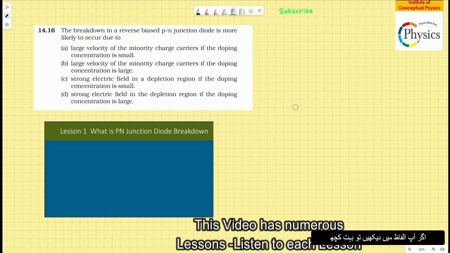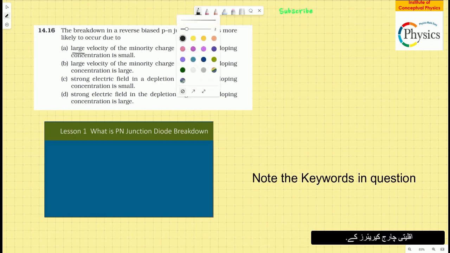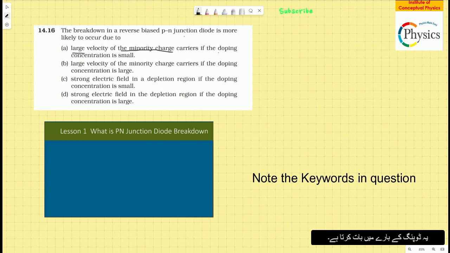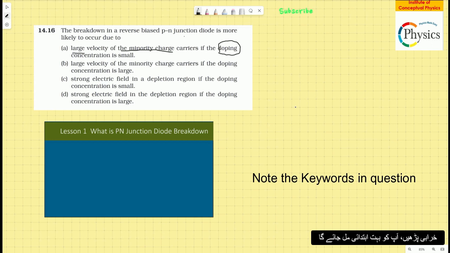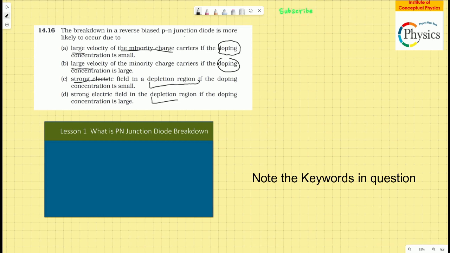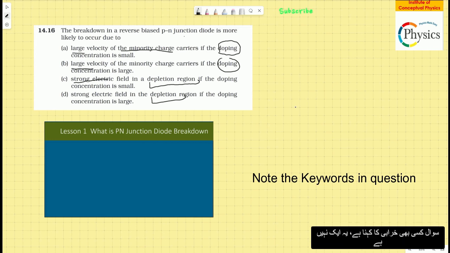If you look into the words, a lot of words are alien, so to say. It talks about large velocity of the minority charge carriers. It talks about doping. I'm just highlighting because if you have read breakdown, you will find a very elementary level of breakdown has been explained. So doping is very important. Large velocity, strong electric field, the size of depletion region, etc. So if I were to summarize, the question says any breakdown could, it's not an answer, could probably depend on large velocity.